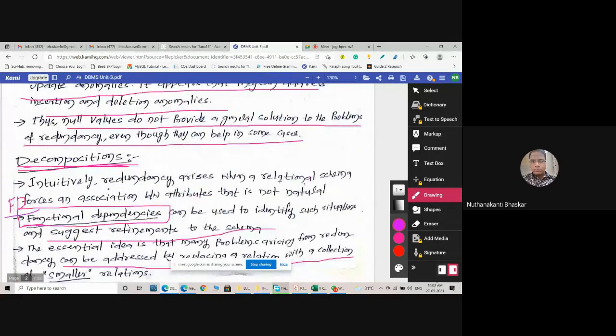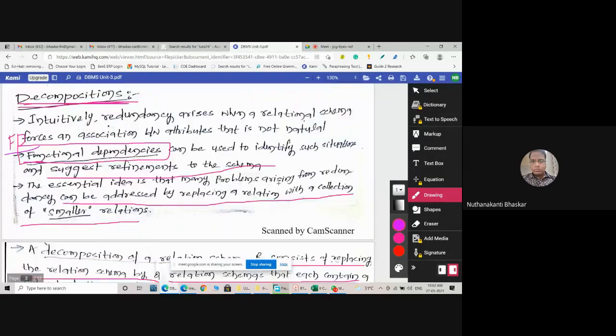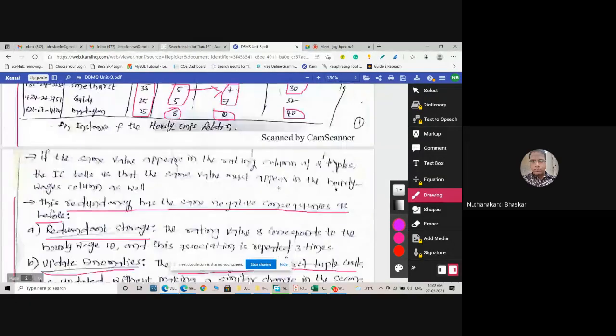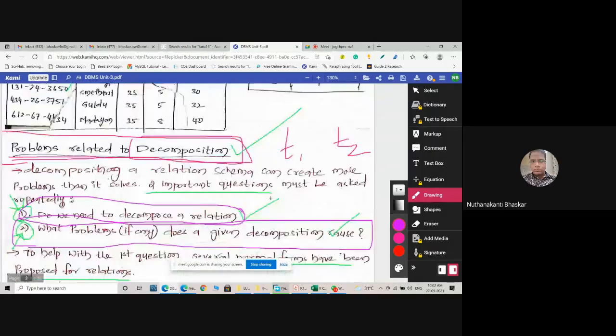After decomposition, you need to check this lossless join also. If the lossless join is satisfied and dependency preservation is satisfied, your decomposition is right. If any condition fails, your decomposition fails, so you use the original table instead of the decomposed tables.